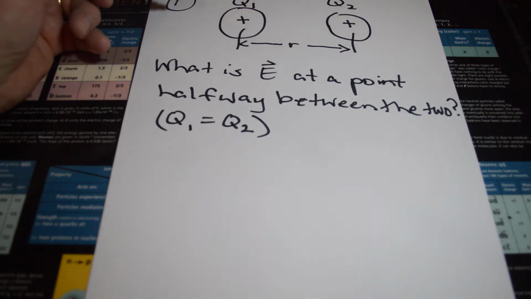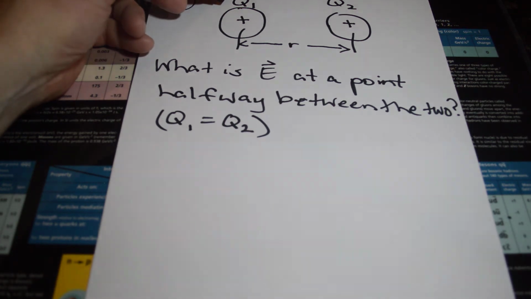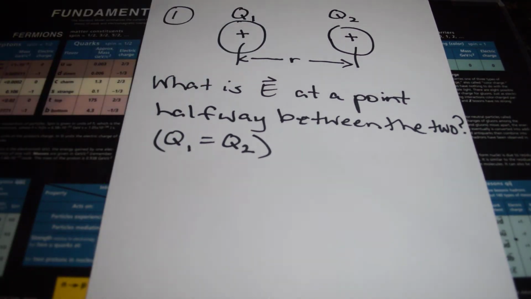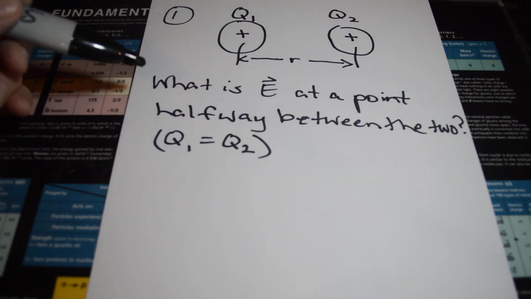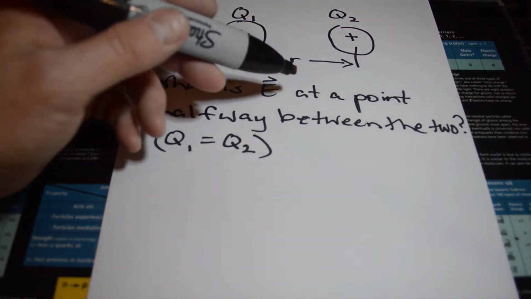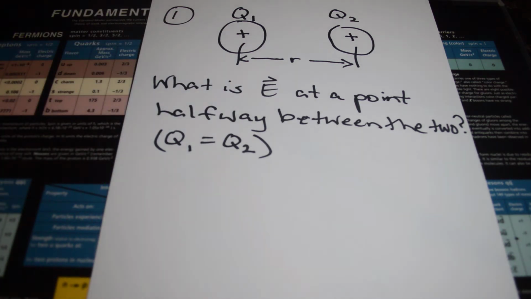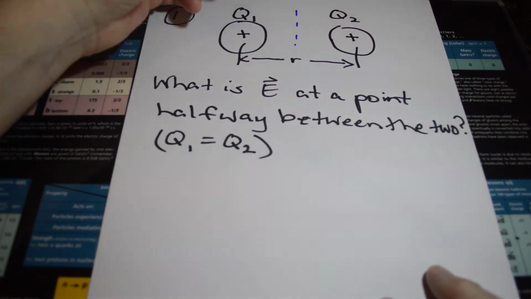You have two charged spheres. One has a charge Q1. The other has a charge Q2. They're both positively charged and separated by a distance r. What is the net electric field at a point halfway between the two? The charges are the same. So what is the electric field halfway between?